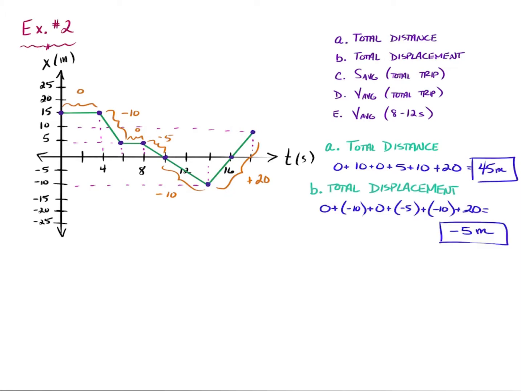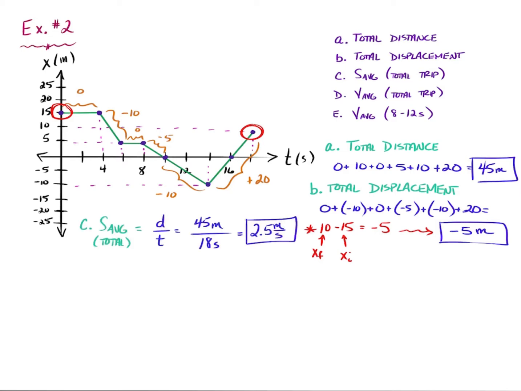If I want to find the total displacement, I'm going to add the same values, but I have to account for positives and negatives. So the 10, the 5, and the 10 become negative, and that changes the final answer to negative 5 meters. That object ended 5 meters beneath where it began. I could have also just looked at the starting location of 15, the ending location of 10, and if I subtract final minus initial, I will also get negative 5. Both of those are acceptable methods.